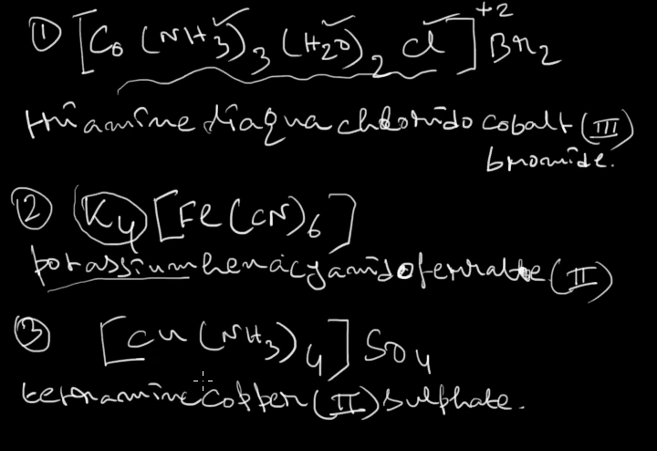Here the complex part contains positive charge, so we name the complex word first. 4 amines are there, so tetraammine, then the central metal copper, and after that its oxidation number is written within bracket, that is 2, and then sulfate. Now sulfate contains 2 negative charge and NH3 contains no charge, so the oxidation state of copper is +2, and it is written within a bracket. So the name of the complex is tetraammine copper(II) sulfate.